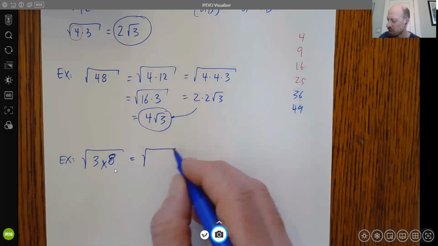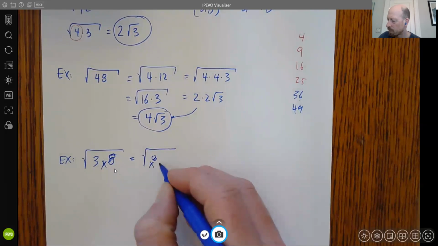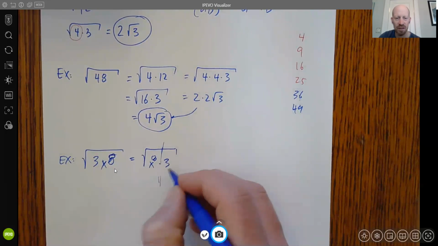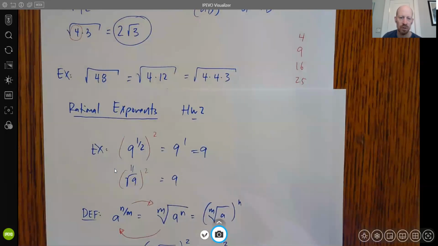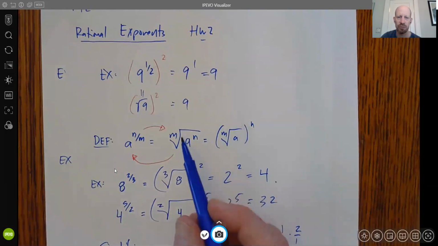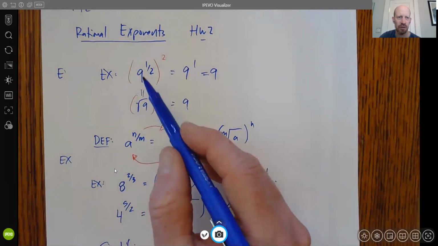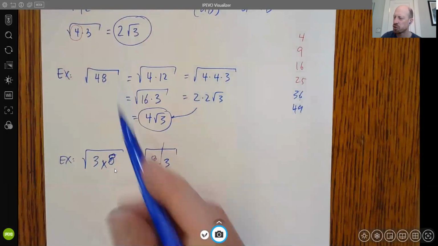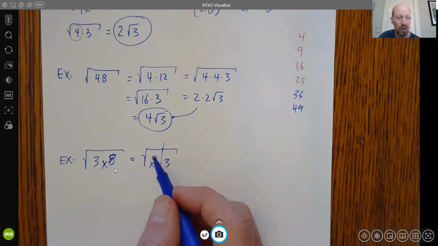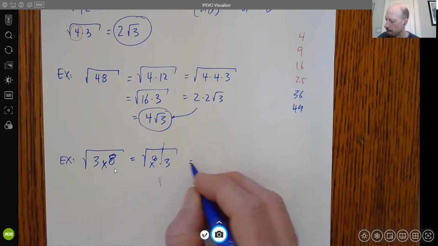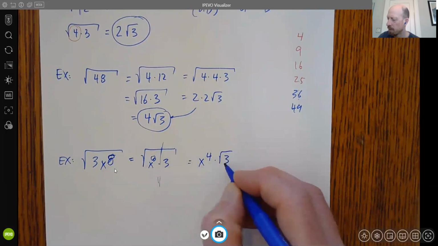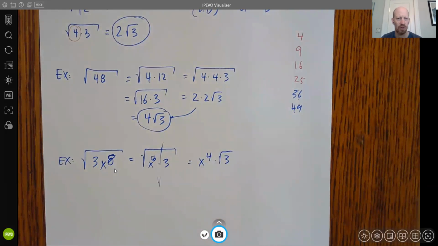So I'd actually kind of flip it around because I'm thinking that the square root of 3 is going to stay inside. When I'm working with exponents, I want to remember that the square root is really a fractional exponent as well. So when I take the square root of x to the 8th, I'm really applying a 1/2 exponent, which is going to divide this exponent in 2. So that's going to be x to the 4th times the square root of 3.